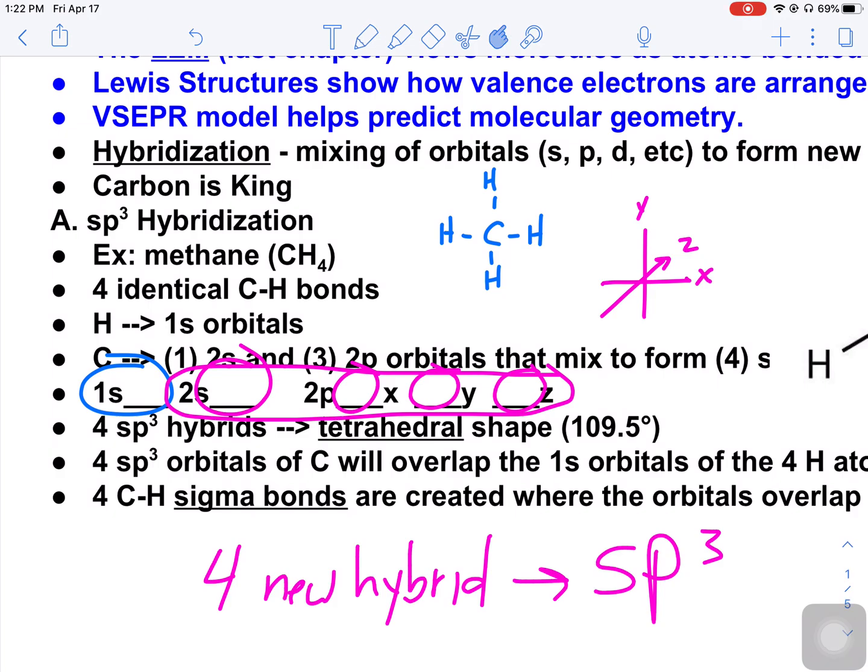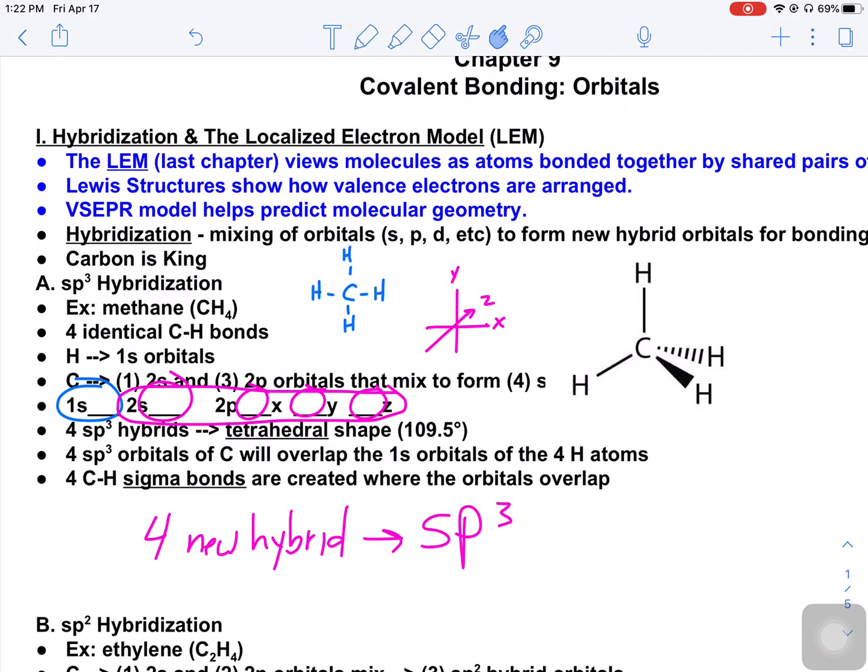And one of the ways that you can identify something as an sp hybrid is basically look at neighbors plus unshared pairs. If you look at methane, carbon has 4 neighbors plus 0 unshared pairs, and the sum of that is 4. If the sum of those numbers is 4, you can say that this must be 4 new hybrids, and these 4 new hybrids are all going to be sp3 hybrids. I know you're confused. Bear with me here, okay?